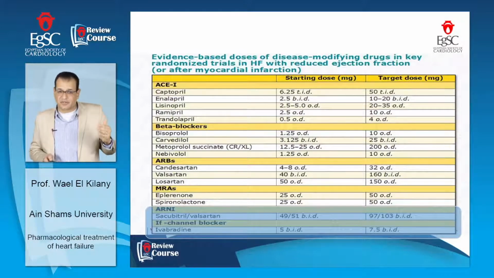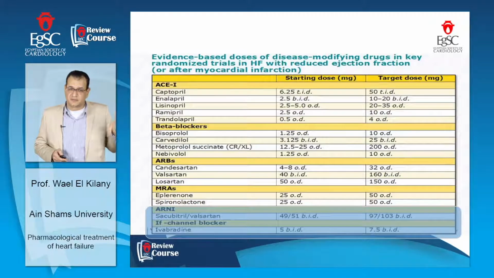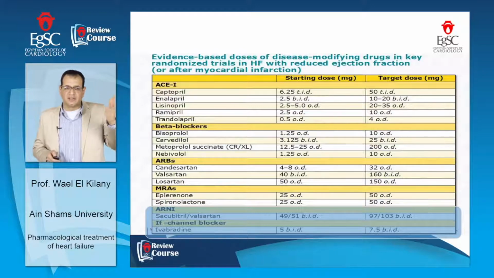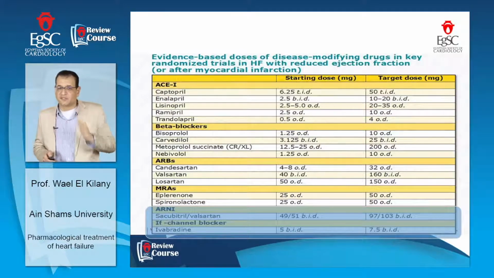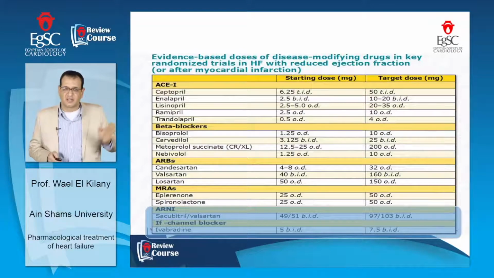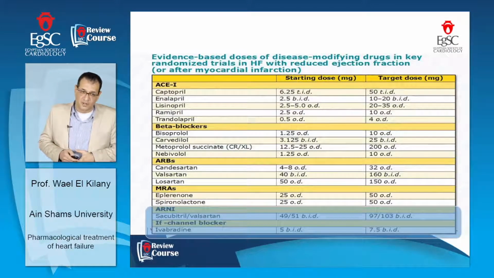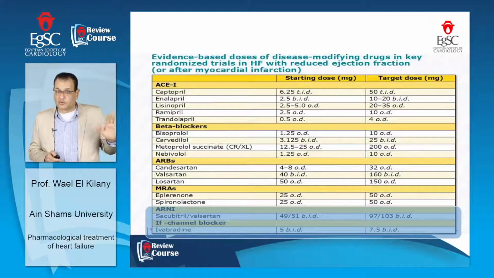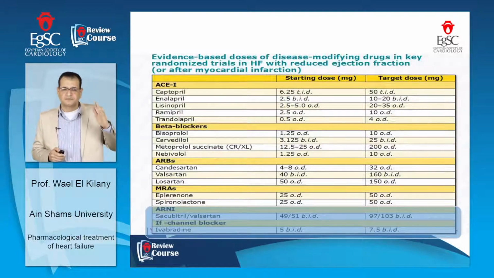Second is enalapril, 2.5 milligrams twice daily, and take care that enalapril should be given twice daily. Lisinopril, ramipril, trandolapril, these are given once daily. So captopril 3 times daily, enalapril 2 times daily, and the rest is once daily. What about the beta blockers? There are 4 beta blockers that are proven to improve mortality in heart failure.